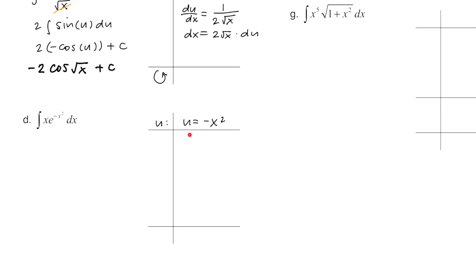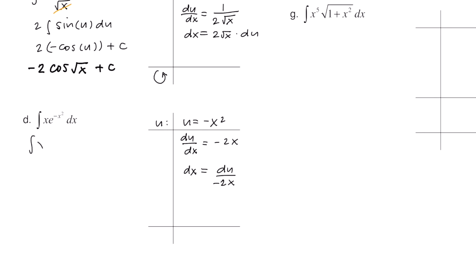Next, we're going to take the derivative of this with respect to x. So we get du dx equals negative 2x. Next step, we're going to cross multiply, so we bring the dx up, and this negative 2x is going to come down. So we get that dx is equal to du over negative 2x. Okay, and we're ready to plug everything in over here.